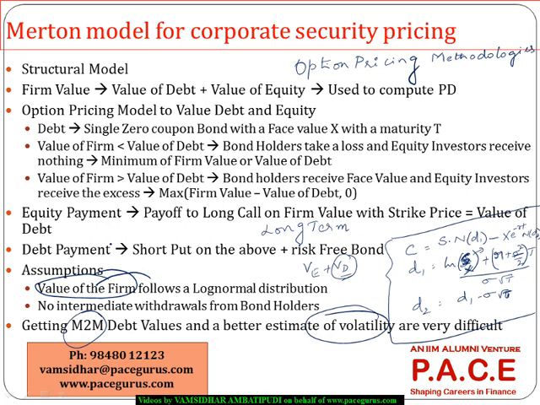So instead of stock price, here we are looking at the value of the firm. So the same assumption will still continue. I will assume that the value of the firm follows a log normal distribution. Only when that assumption is fine, and at the same time I don't see any intermediate withdrawals from the bondholders. Why should I think of this?